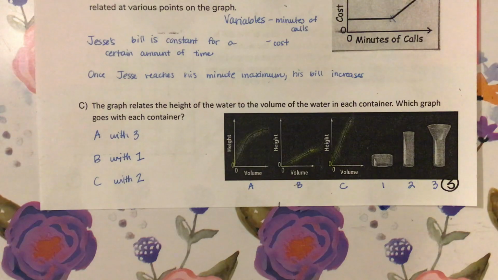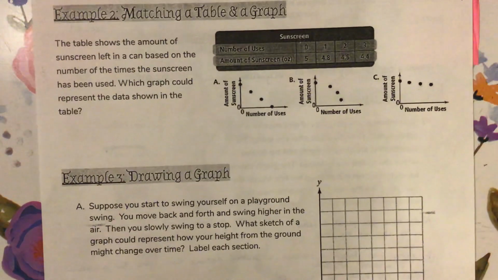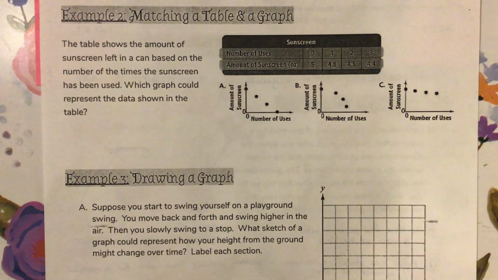We are going to do the same thing, or at least something very similar, on this back side. It says matching a table and a graph. So here it says the table shows the amount of sunscreen left in a can based on the number of times the sunscreen has been used. Which graph could represent the data shown in the table?